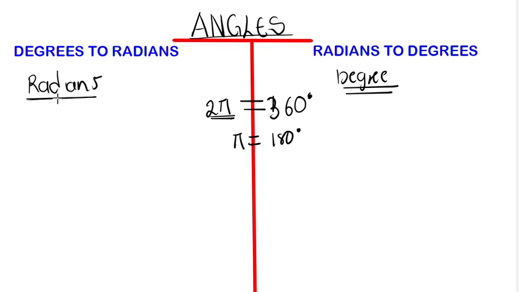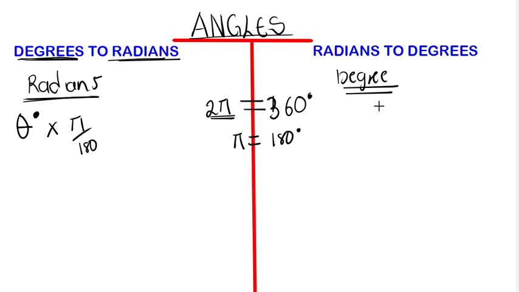The other part you need to take note of is this. When the angles are in degrees and you want to convert them to radians, the formula is the angle itself in degrees multiplied by pi over 180. Then you find your answer. This is how we convert from degrees to radians.